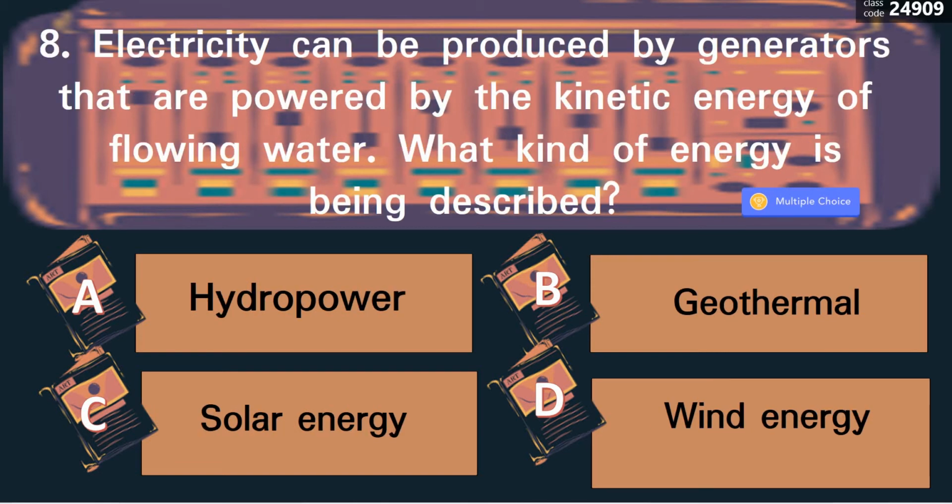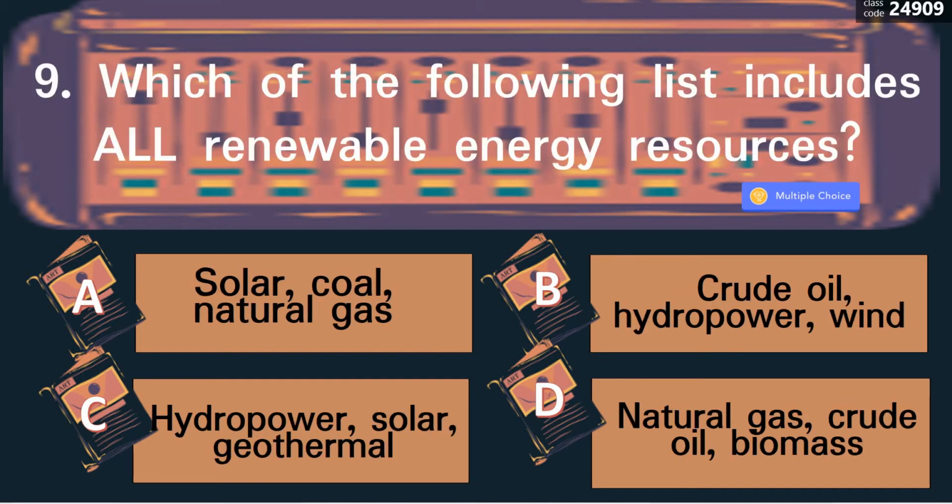Electricity can be produced by generators that are powered by the kinetic energy of flowing water. What kind of energy is being described? A. Hydropower. B. Geothermal. C. Solar energy. Or D. Wind energy. Correct. That is hydropower. It's letter A.